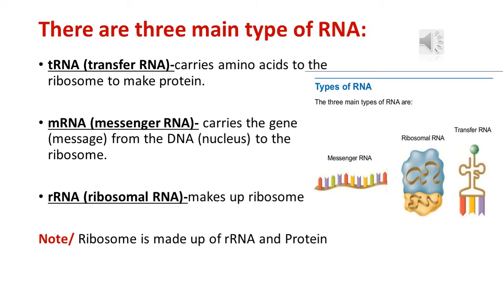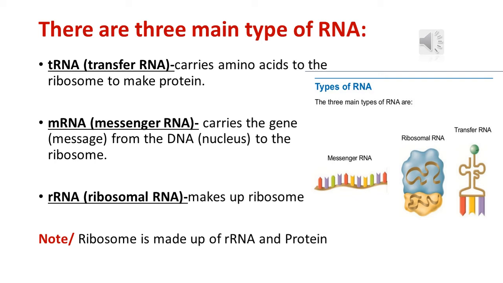There are three main types of RNA. First, transfer RNA or tRNA. Second, messenger RNA or mRNA. Third, ribosomal RNA or rRNA. Transfer RNA carries a specific amino acid to the ribosome to make protein. It carries amino acids.